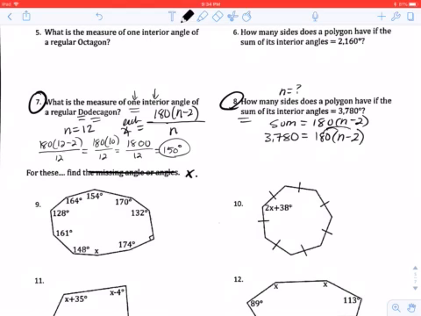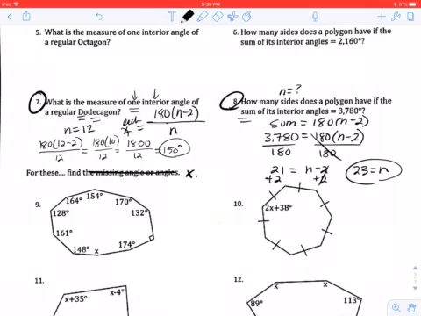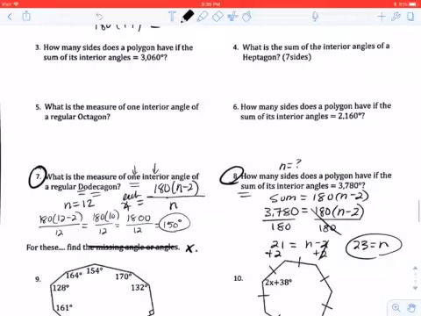Okay, I don't know the number of sides, so I'm going to keep that as n, and I want to work backwards. You could distribute the 180, but I think it's easier to divide both sides by 180, because that will cancel out the 180 there. Then 3,780 divided by 180 is 21, which equals n minus 2. So what we just found was the number of triangles. But we want to know how many sides there are, and it's always going to be 2 more than the triangles. So I add 2 to both sides. 23 equals n. A 23-sided polygon.